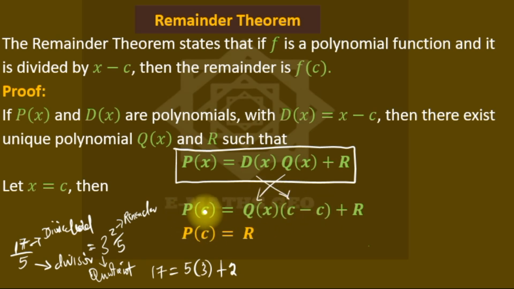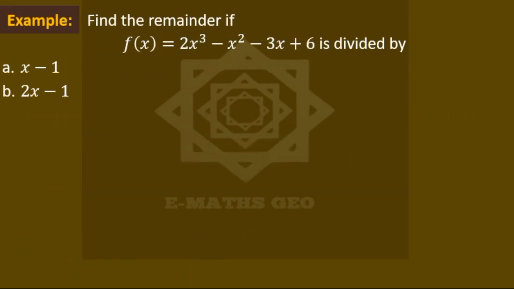So you see that the remainder r, that's what is left, is the same thing as substituting x as c. So let me use an example to show you what I'm talking about. If you're asked to find the remainder when this f(x) is divided by this, it's very simple.